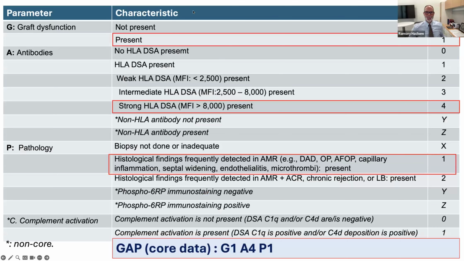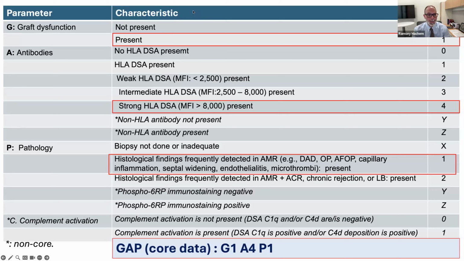Thank you, Sean, for that nuanced explanation of cell-free DNA and accounting for the recipient's cell-free DNA. So coming back to our case presentation, this is the upcoming ISHLT definition for AMR that uses what we call the GAP definition. Here, G stands for graft dysfunction, A for antibodies, P for pathology, and complement activation, or C, is considered a non-core component of the definition.